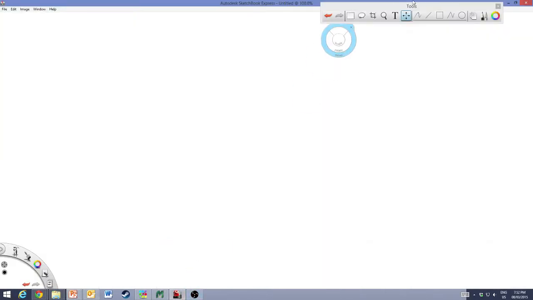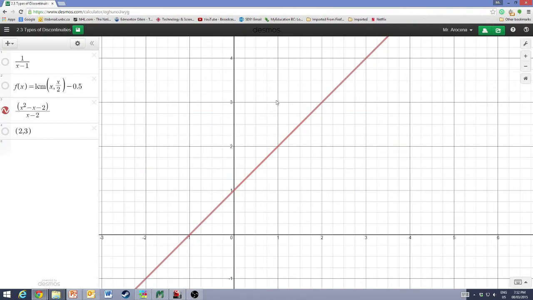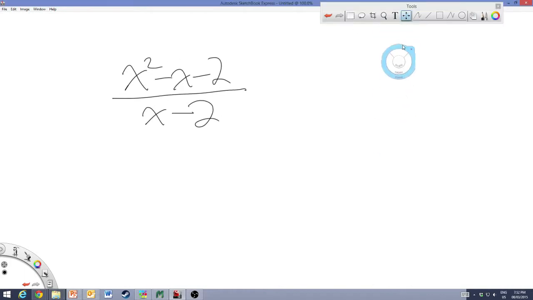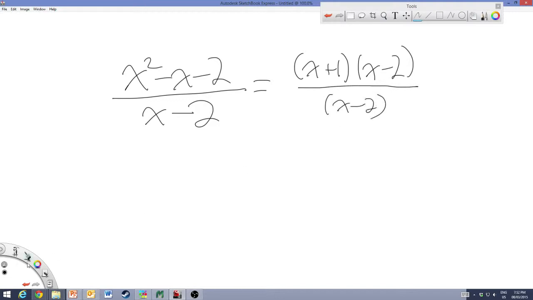Let's go over this. Why is that called a removable discontinuity? Well, the function is x squared minus x minus 2 divided by x minus 2. This is just a quadratic, and we can factor it. The top can be factored as x plus 1, x minus 2. The bottom remains x minus 2, and we can cancel out the x minus 2 and x minus 2, so we get an equivalent function, x plus 1.